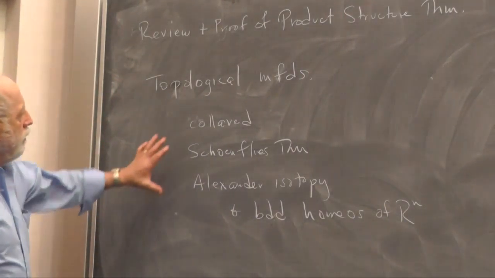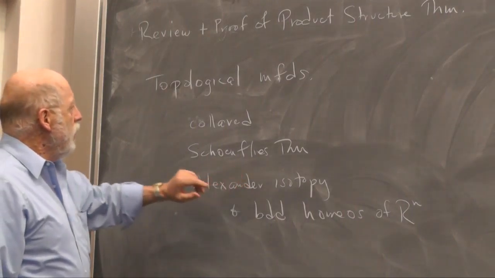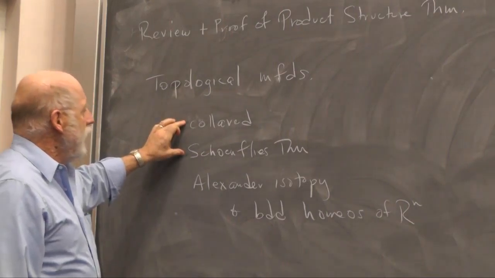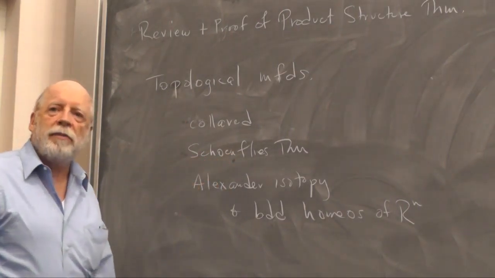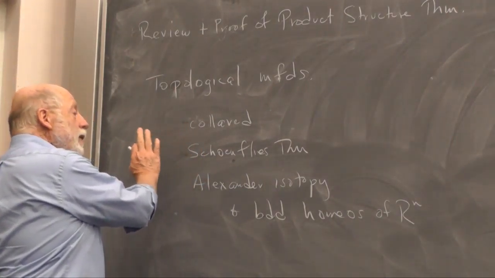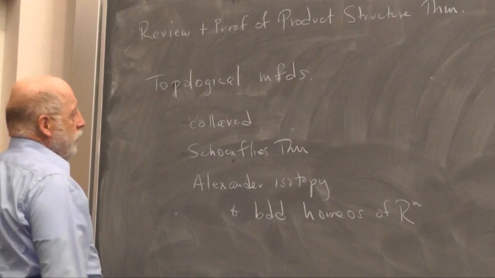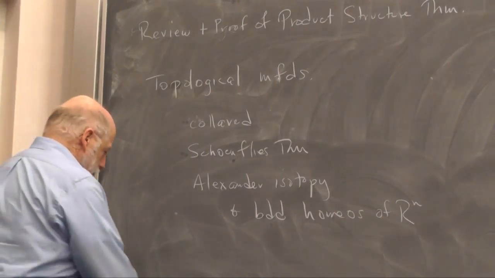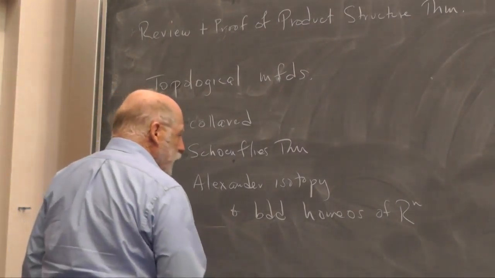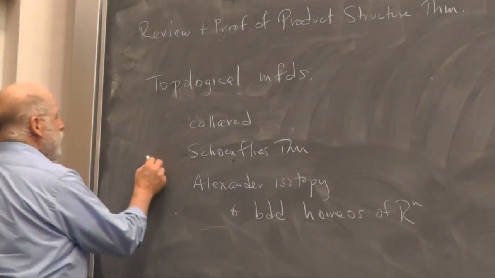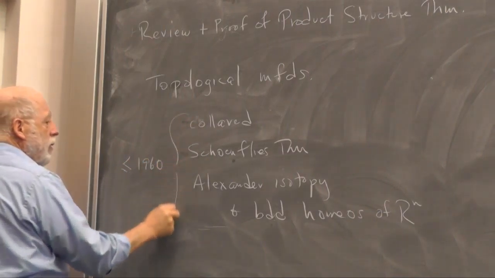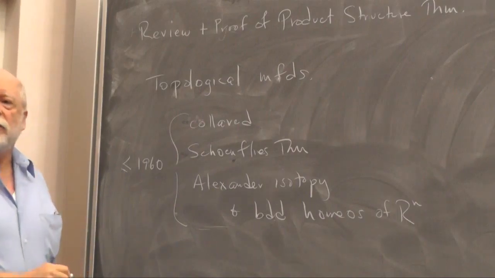Not hard, but nonetheless an important point. So these were all, well, Alexander was old. These are both due to Mort Brown, and also, of course, the Schoenflies theorem to Barry Mazur. But they were all done by 1960 or before. So this is before, less than or equal to 1960. That's kind of the prehistory.